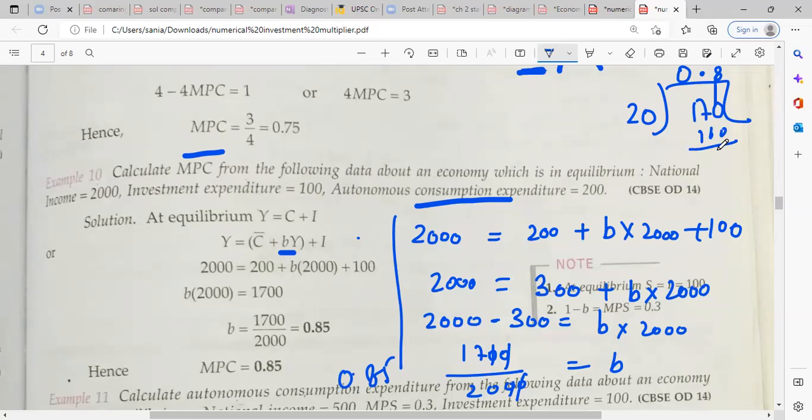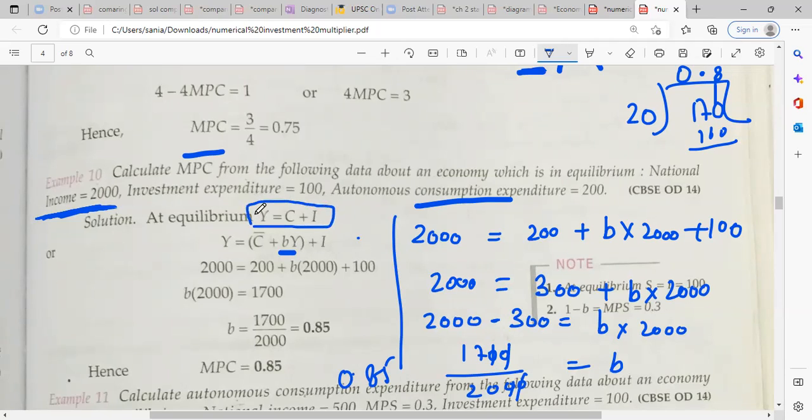This Y equals C plus I, right? Income is given, national income. So Y is simple, you just put it. That Y equals C bar plus BY.